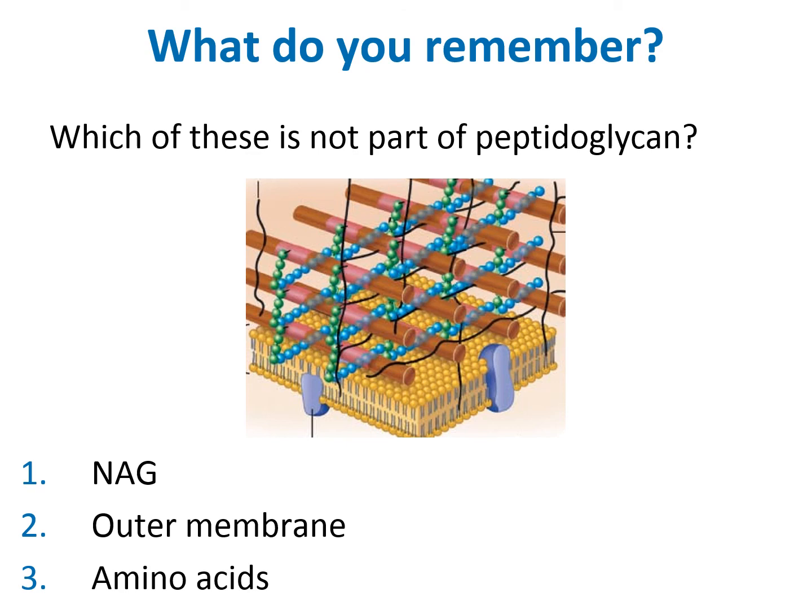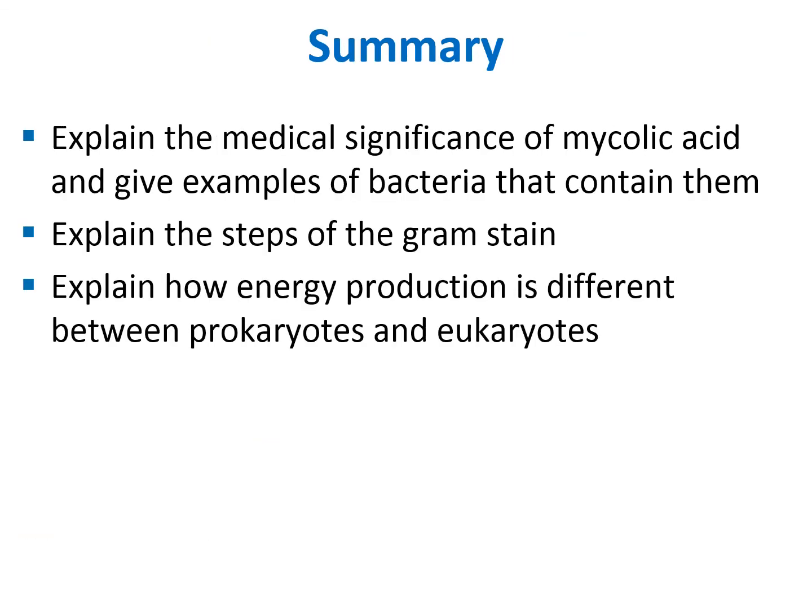Which of these is not part of peptidoglycan? Is it NAG, the outer membrane, or amino acids? The outer membrane. That's correct. Good job. So we're at the end of this video now, and I said that you should be able to explain the medical significance of mycolic acid. Remember, mycolic acid is a thick, waxy lipid that's in the cell wall of certain bacteria, and this is a virulence factor. It makes those bacteria hard to phagocytize and digest.